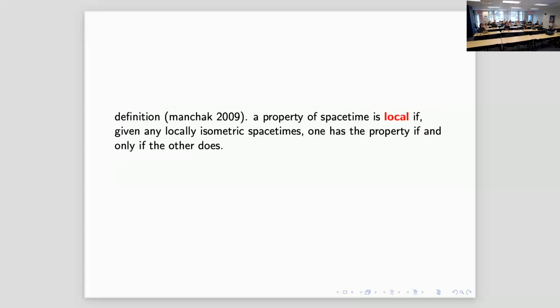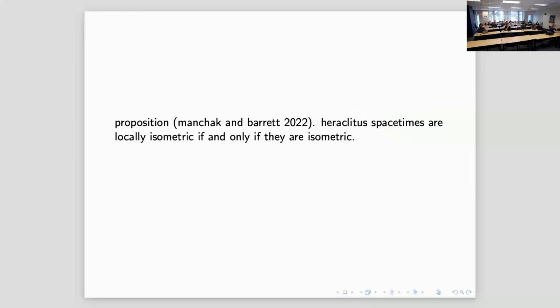And then we can use that definition to define what a local spacetime property is. There are a few different definitions of what a local spacetime property is. I'm writing a paper with some folks in Budapest about this, but this is one that I've found to be useful. A property of spacetime is local if, given any pair of locally isometric spacetimes, it follows that one has the property if and only if the other has the property as well. So with that in place, we can show a couple of things. Heraclitus spacetimes are locally isometric if and only if they are isometric.